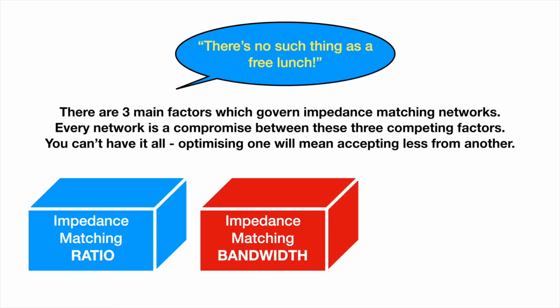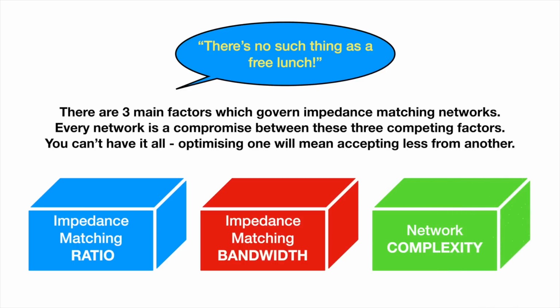The second is the impedance matching bandwidth. So over what span of frequency do we want this match to be effective? And thirdly, the network complexity. Just how complex do you want this thing to be? Because you've got to build it after you've designed it at the end of the day. And we're just going to briefly look at each of these.